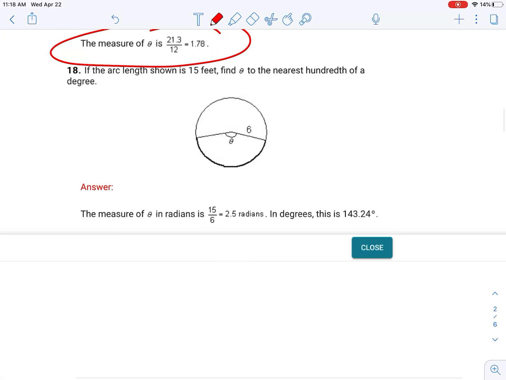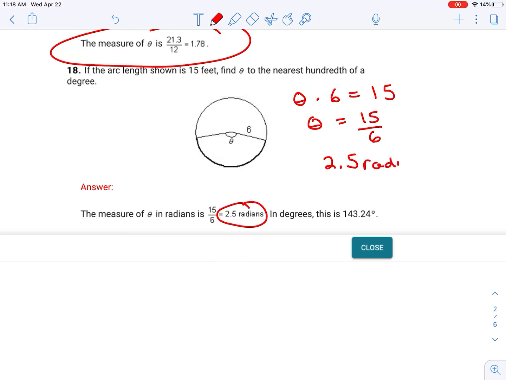18. If the arc length shown is 15, find theta to the nearest degree, okay? So for this one, I would do the same thing. I know that theta times the radius is going to give me the arc length. And then I would solve for theta in radians, and I would figure out that it is 15 over 6. So theta is 2.5 radians, as you can see right here.